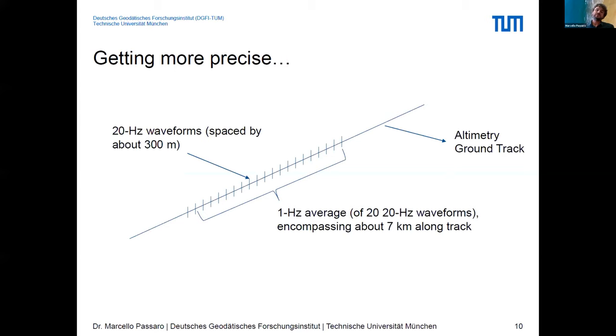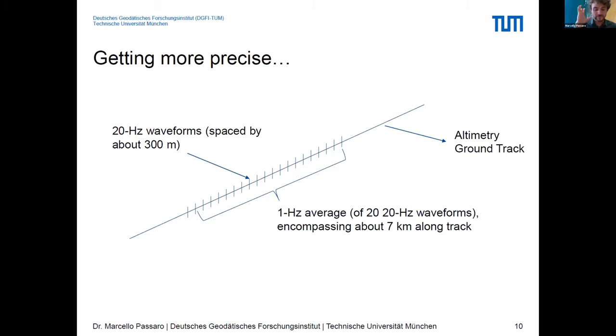But what does it mean to get more precise, and why is this useful for users of sea level data? So if you have ever used a measurement from along track altimetry rather than a grid of sea level points, you might have seen that these measurements are usually distributed at 1 hertz. It means you have an average of sea level measurements every 7 kilometers along the track. But in fact, usually the retracking process, so this fitting of the waveform, happens at a higher frequency, typically at 20 hertz. So you have one waveform that is retracked every more or less 300 meters along the track.